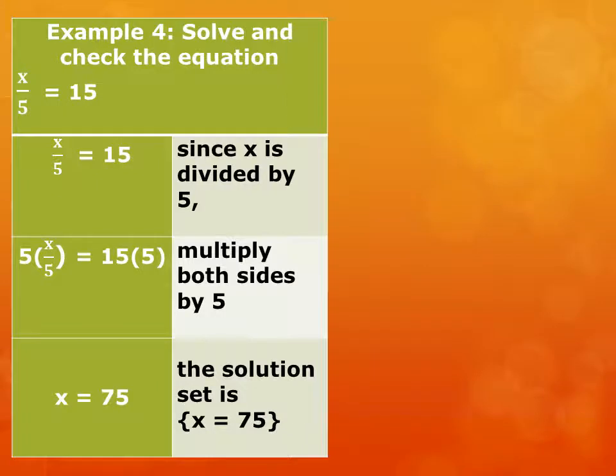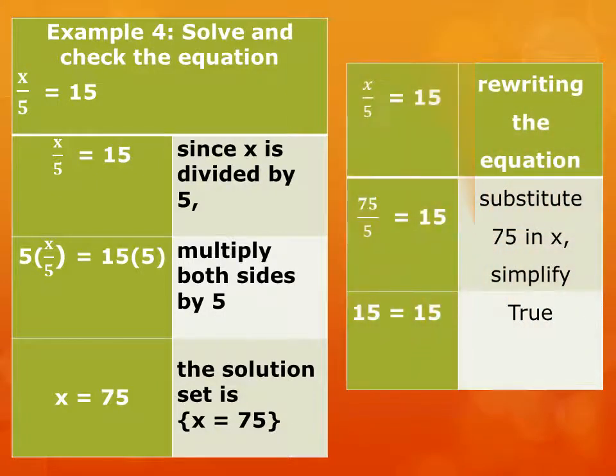Is 75 really the solution of that equation? So let's try to check. First, we write the equation x divided by 5 is equal to 15. After that, we are going to substitute 75 in x. Then we are going to simplify. So 75 divided by 5, that is 15, is equal to 15. So it is true. So our answer is correct.